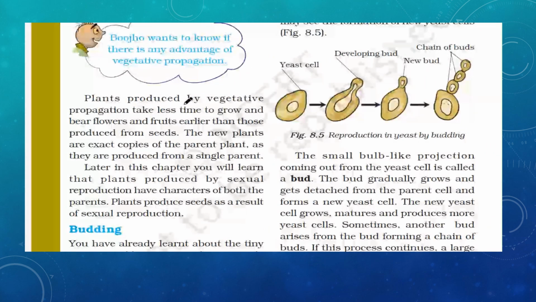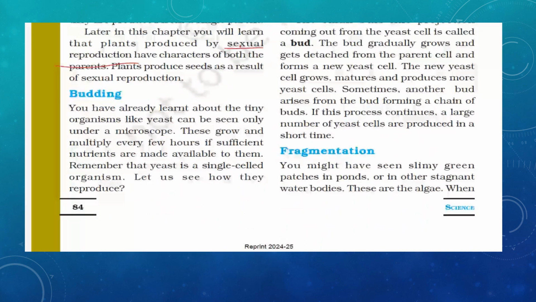Now plants produced by vegetative propagation take less time to grow and bear flowers and fruits than those produced from seeds. The new plants are exact copies of the parent plant, because it is a method of vegetative propagation. It will take much less time to grow and bear fruits and flowers, and the plants are exactly the same copy. There is no variation. The single parent plant and the offspring produced are similar. Later in this chapter, we will learn about sexual reproduction of plants as well. Now we will move on to budding.